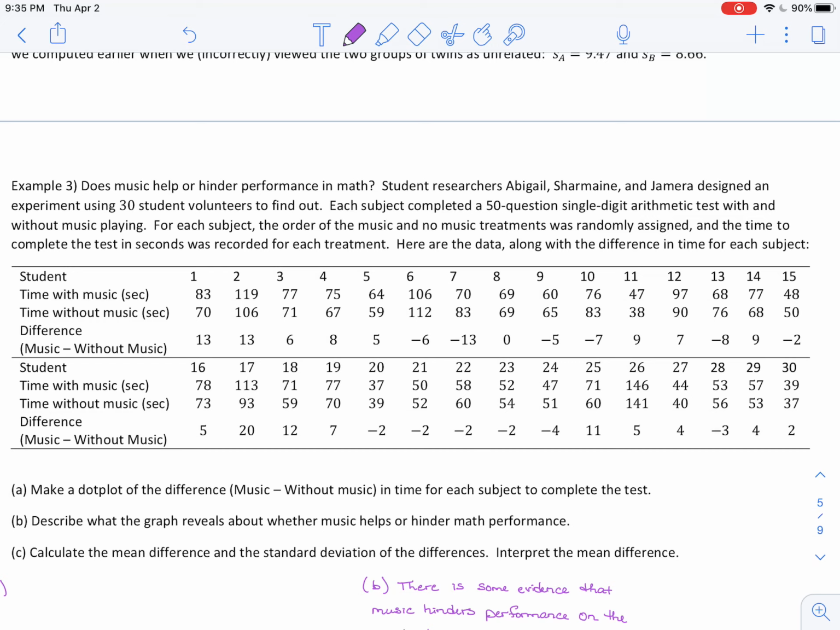That's not true. It's not even matched pairs. It's one student who did two different things. So the student researchers, Abigail, Charmaine, and Jamira, designed an experiment with 30 student volunteers to find out if music helped or hurt math performance.